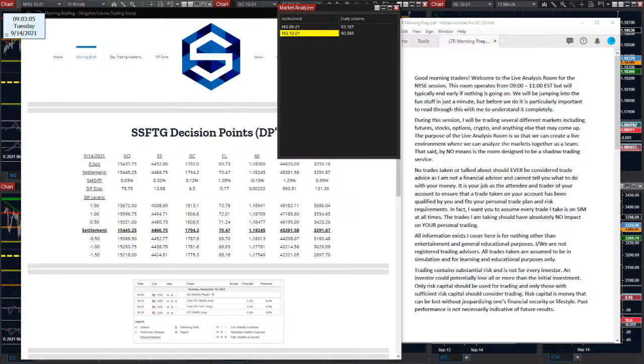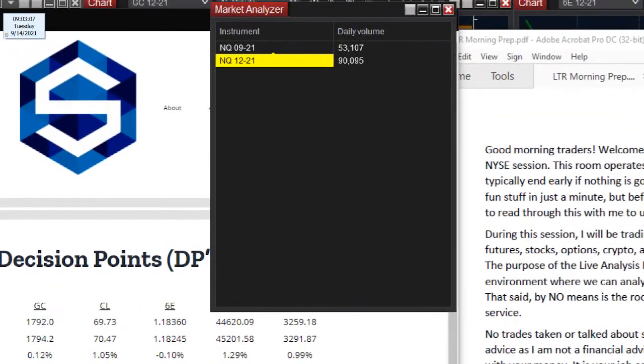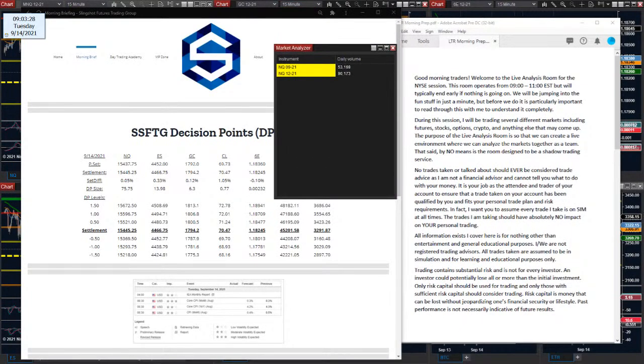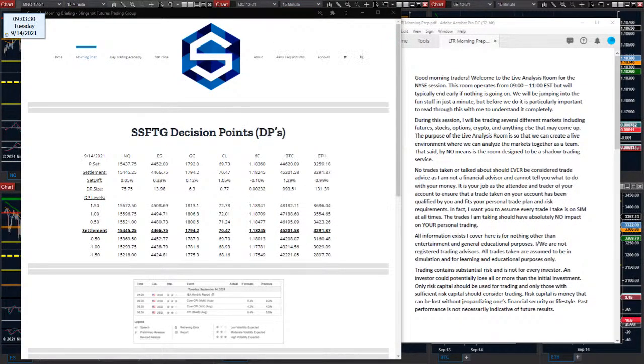And now I can see the volume differential between the two. So as an example, the NASDAQ 9-21 is trading 53,000. The NASDAQ 12-21 is trading 90,000. So then I would rather trade the NASDAQ 12-21 because it's got the majority of the volume, even though it's still kind of split yet. That's how you do it. And it goes for any market that you want. You just type them in there. Yeah, no problem.